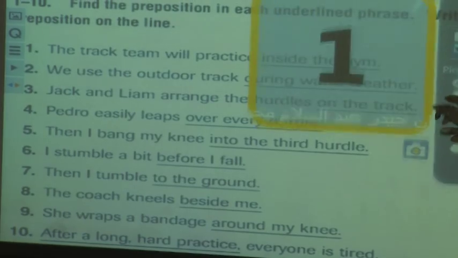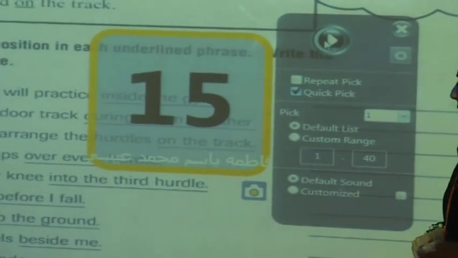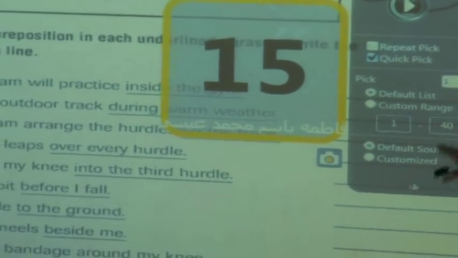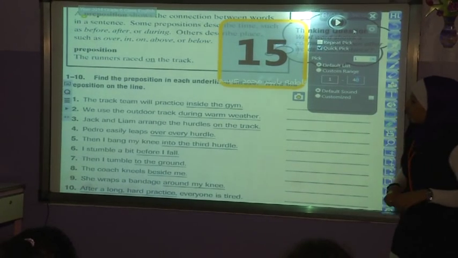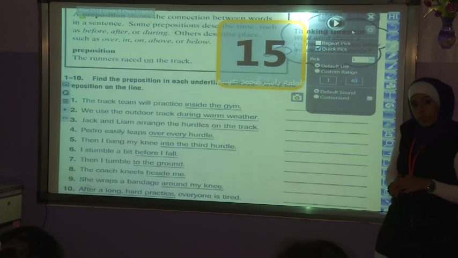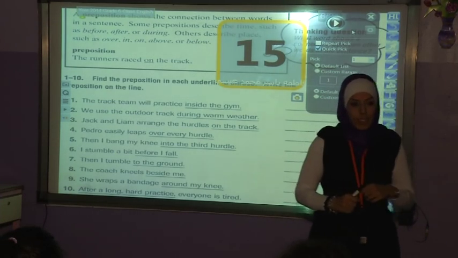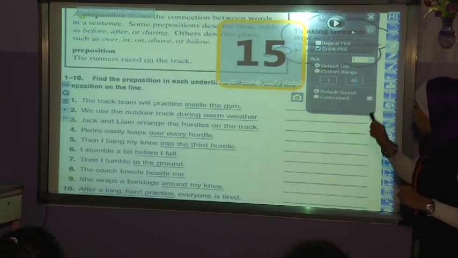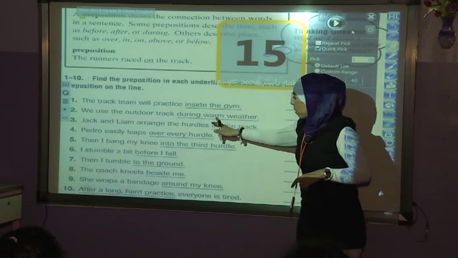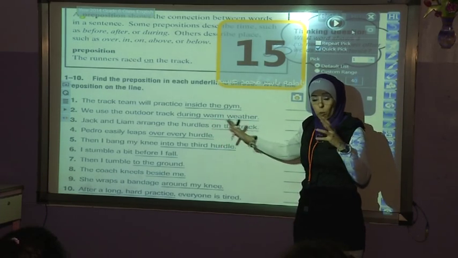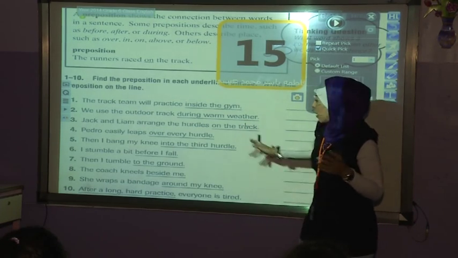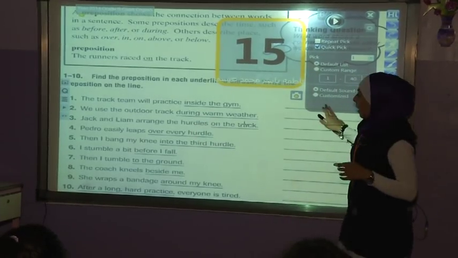Number two. We use the outdoor track to drink warm water during warm weather. Where's the preposition? Where is during warm weather? Warm is what? It's an adjective. Weather is what? A noun. So where is the preposition? During. Excellent. During.